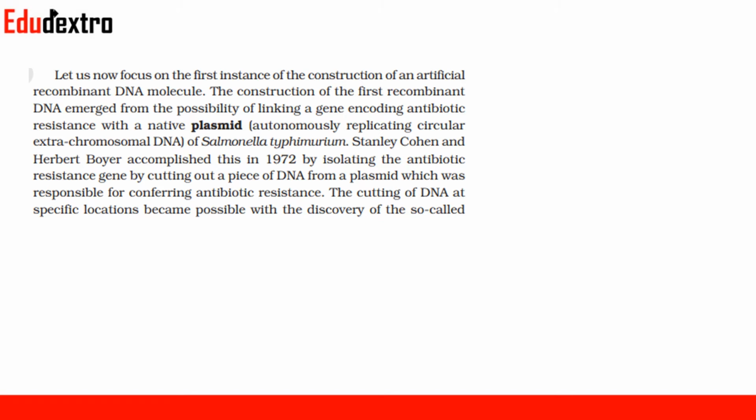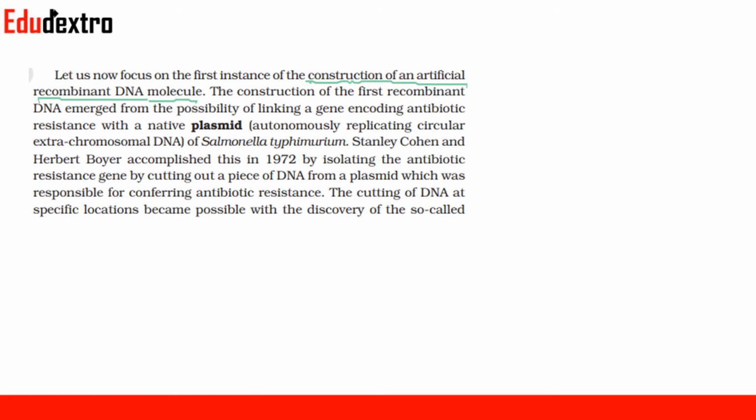Now let us focus on the first instance of construction of an artificial rDNA molecule. Now we are going to see how the first rDNA molecule was made. I have already said what a recombinant DNA molecule is. We have just introduced a foreign piece of DNA within a larger DNA, and that is called the recombinant DNA. So now let's see how this construction took place.